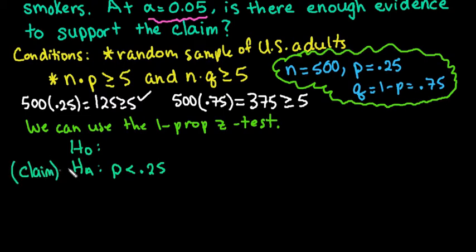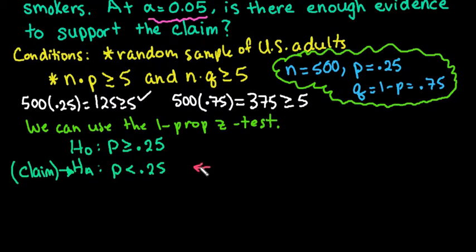Because at the end of this, when we interpret, if our claim is about the alternative, then we're going to use the word support. If our claim is about the null, then we're going to use the word reject. Okay, the null hypothesis is always the complement, so we would use greater than or equal to 0.25.